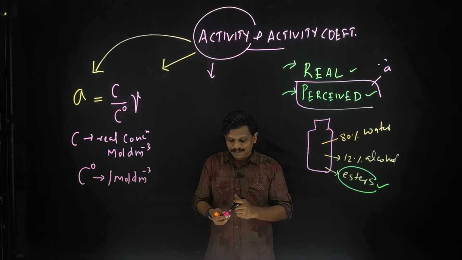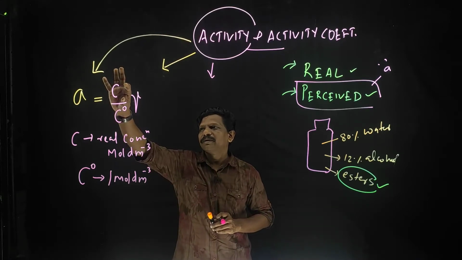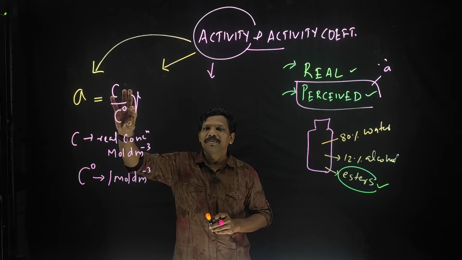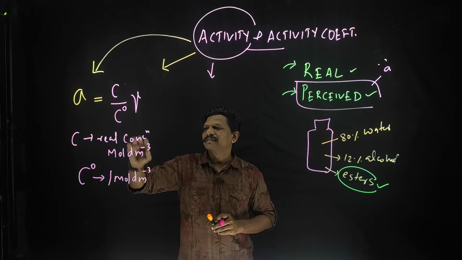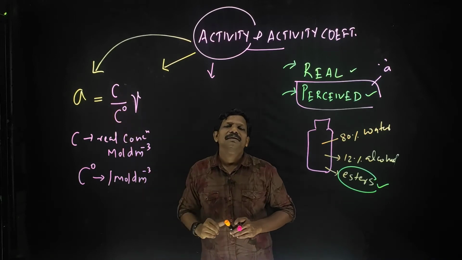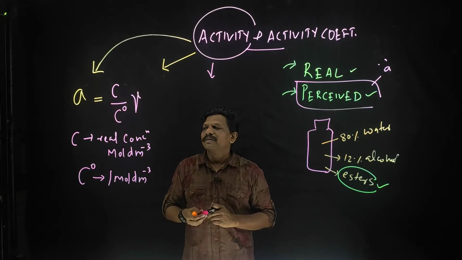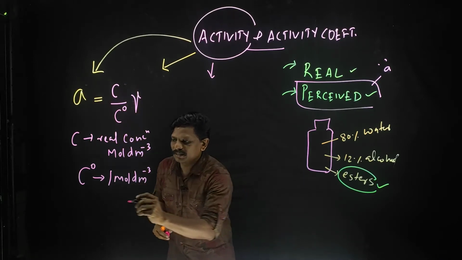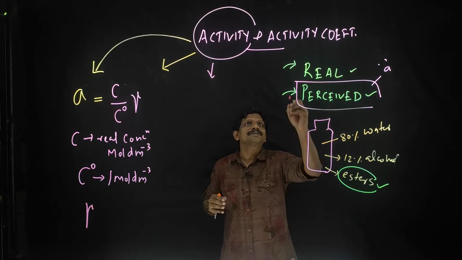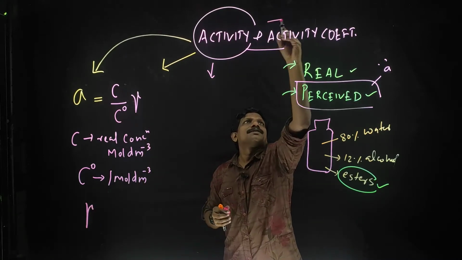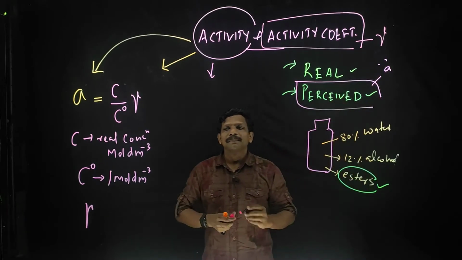Okay, so what will happen? You see, there is a particular dimension here, and here also the same dimension, and it's 1 mole dm minus 3. So automatically it will cancel. So it will make this A and gamma dimensionless. Okay. So what is this gamma? I told you gamma is known as the activity coefficient. So this is the another term I told you, activity coefficient, that is the gamma.